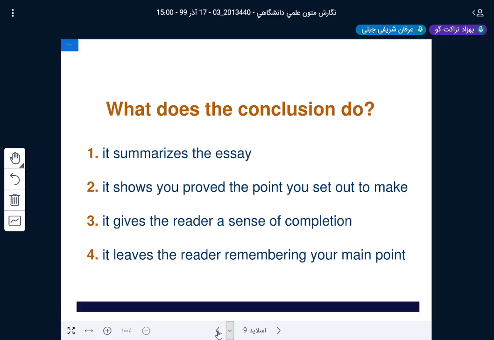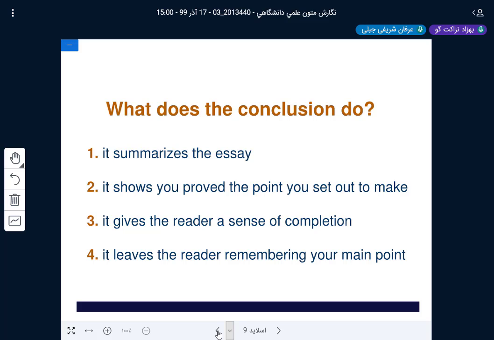Yes. Okay, sure. Number 2, it shows you proved the point you set out to make. So if there is a point you make in the topic sentence, here you should show that if there is a problem, if there is a question, you have answered that question here. So you should prove the point you set out to make. Again, another way to conclude the paragraph, how to clinch it. Go on. It gives.